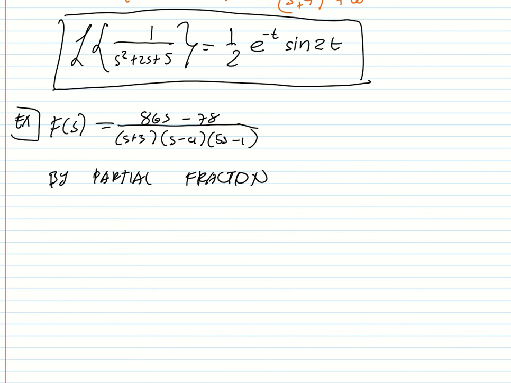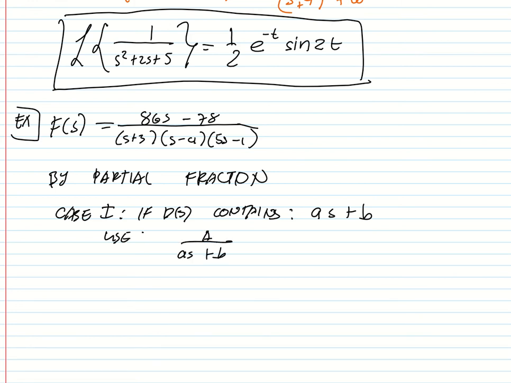So there are different cases. Case 1: if the denominator contains a factor of the form as plus b, then the partial fraction we will use is A all over as plus b.